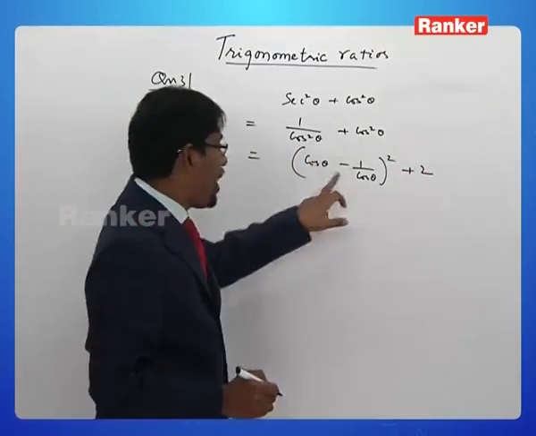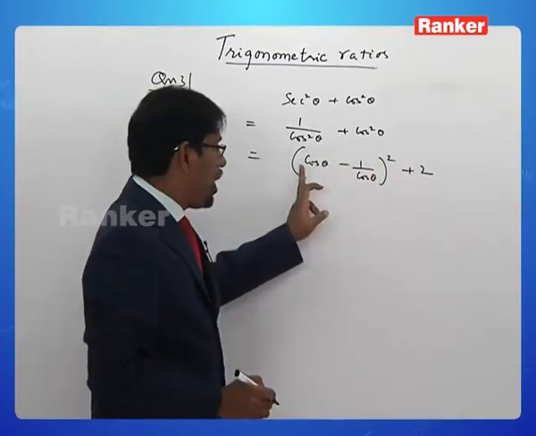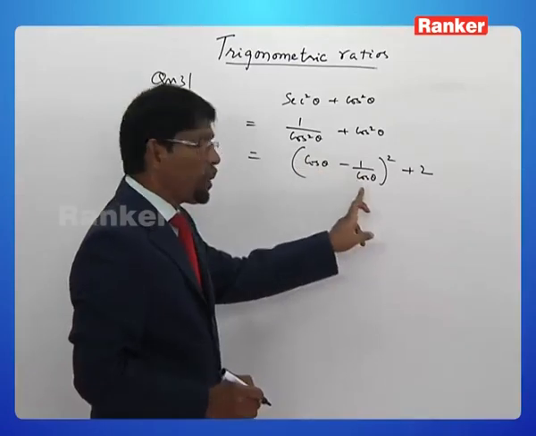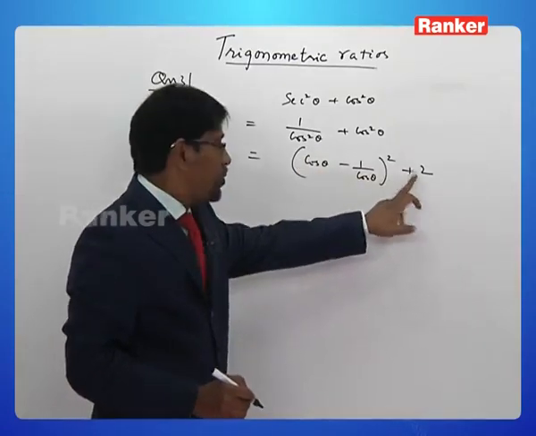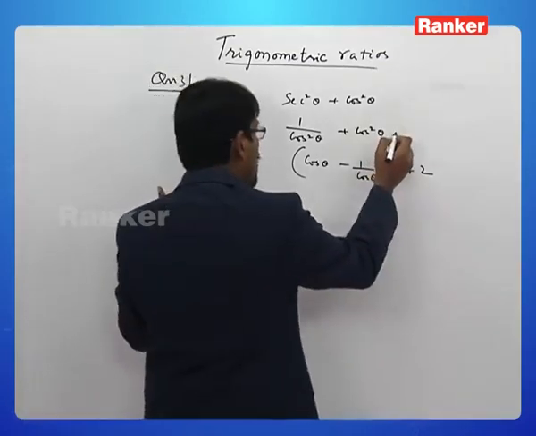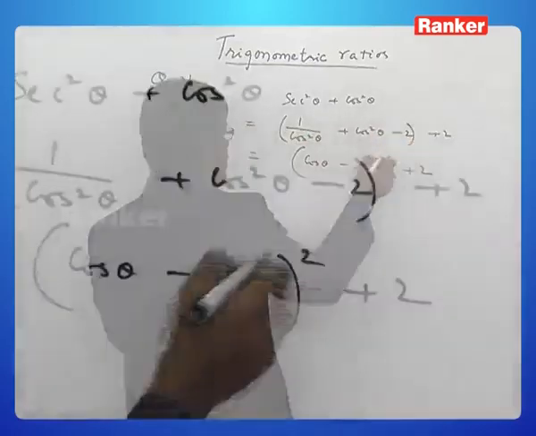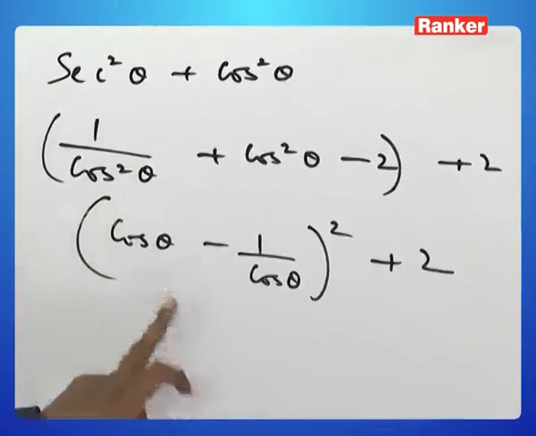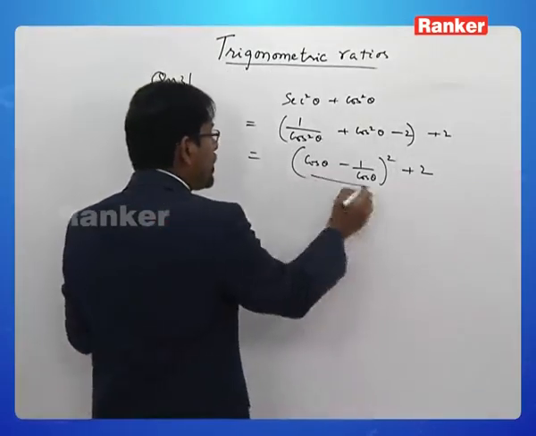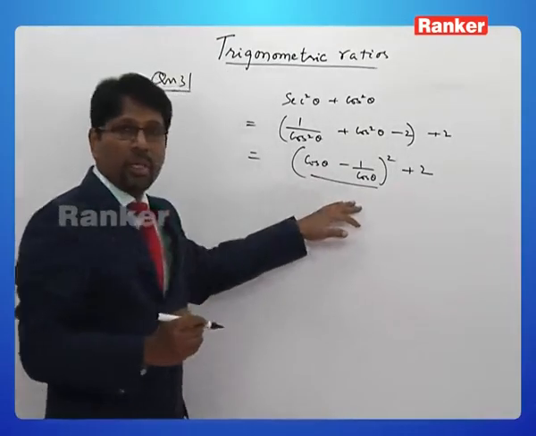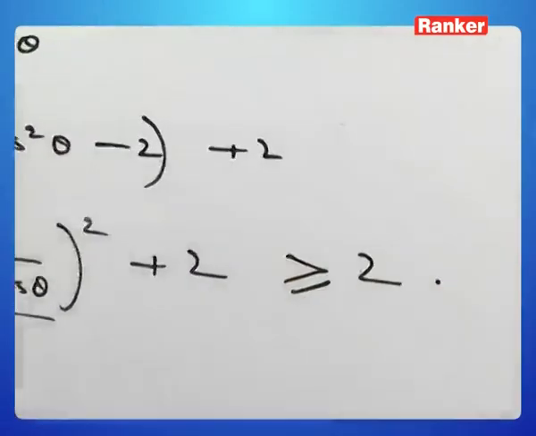Because when you expand this, you get cos square theta plus 1 by cos square theta minus 2 cos theta into 1 by cos theta, that will make it minus 2. I am adding and subtracting a 2 here. So what I do is, I am subtracting a 2 and adding a 2. This is becoming a perfect square now: cos theta minus 1 by cos theta, the whole square, plus 2. Now this is a non-negative quantity. Square of a real number is non-negative. Therefore, this is actually greater than or equal to 2.